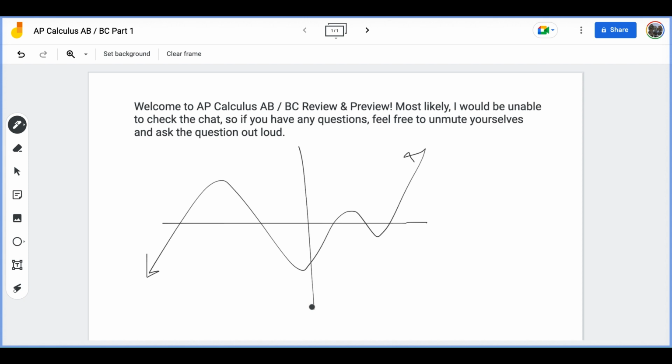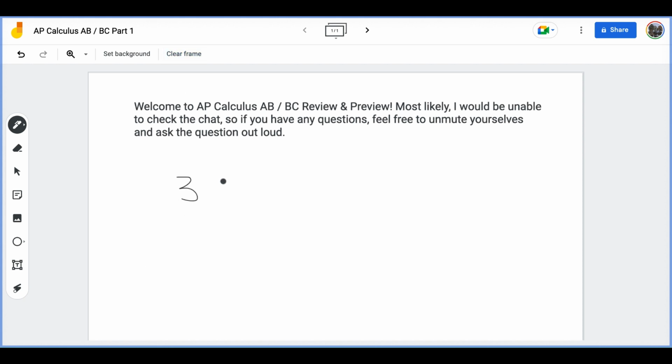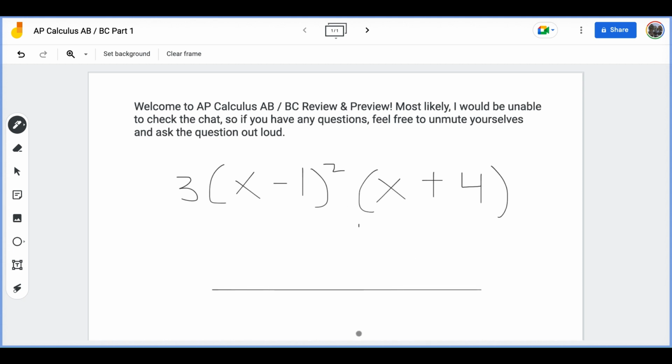An example I can give you is 3 times (x minus 1) squared times (x plus 4). How would we graph this? So assume we found the roots and factored it into this, because that's a long process and I won't have enough time to cover the entire process in this video. How would we graph it? The first step is to plot the roots, so 1 and negative 4.